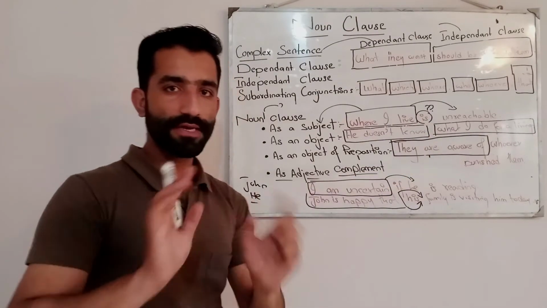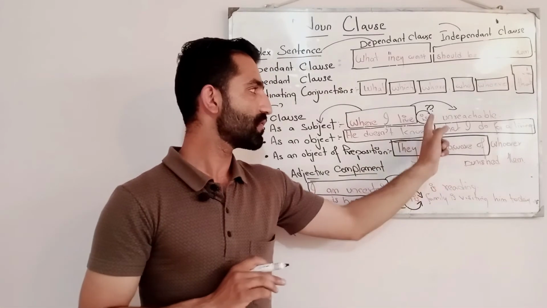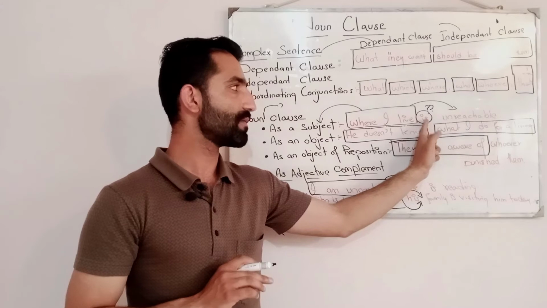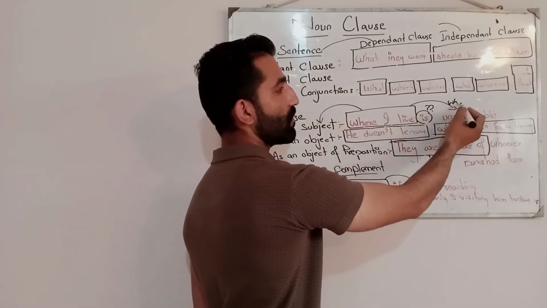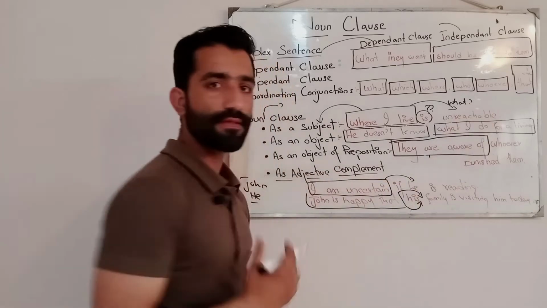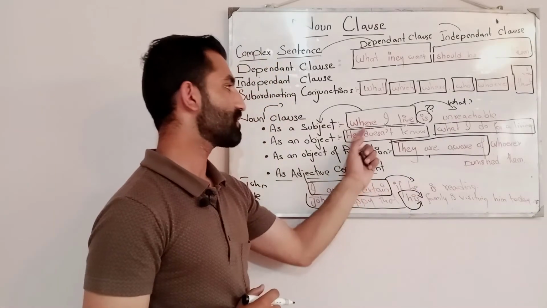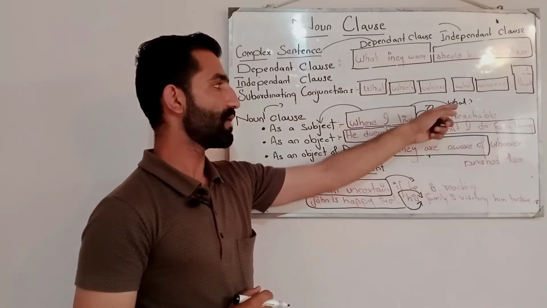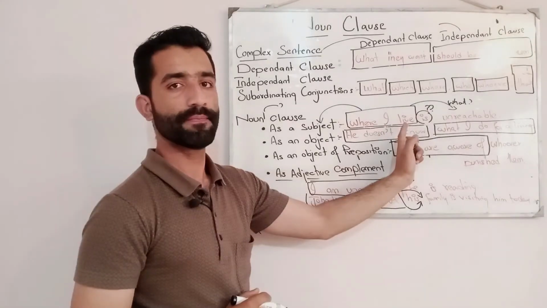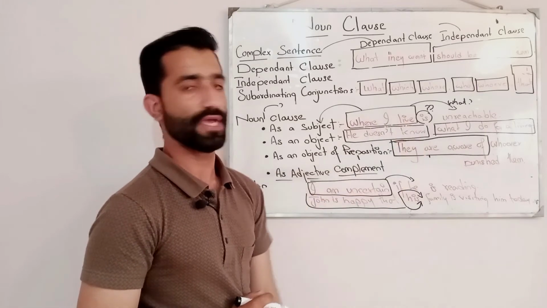Okay, in the last lecture we learned, if you want to identify the subject, take the verb and ask what? I take "is" and I ask the question: what is unreachable? The answer is, of course, where I live. So where I live is unreachable. What is unreachable? Where I live. That's working probably as a subject.